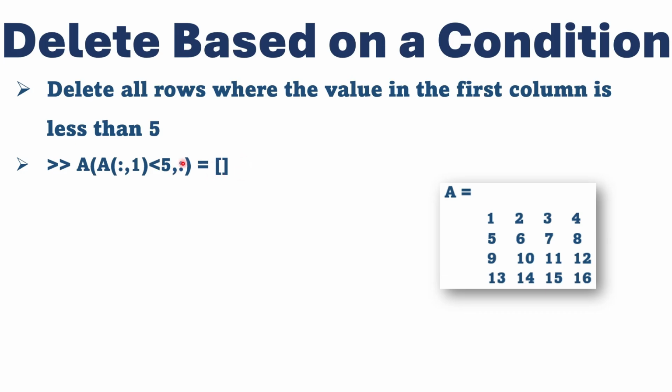If you see here, all columns are considered, and we are doing the operation on the rows that we want to delete, assigning the empty bracket. So let's see how the result looks. You're going to get 5, 6, 7, 8, 9, 10, 11, 12, 13, 14, 15, 16. That is the second, third and fourth rows. The first row, 1, 2, 3, 4, has been completely deleted because its value is less than 5.